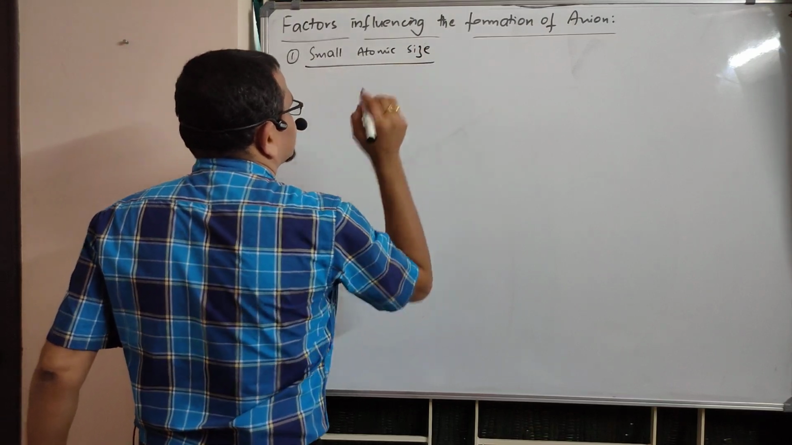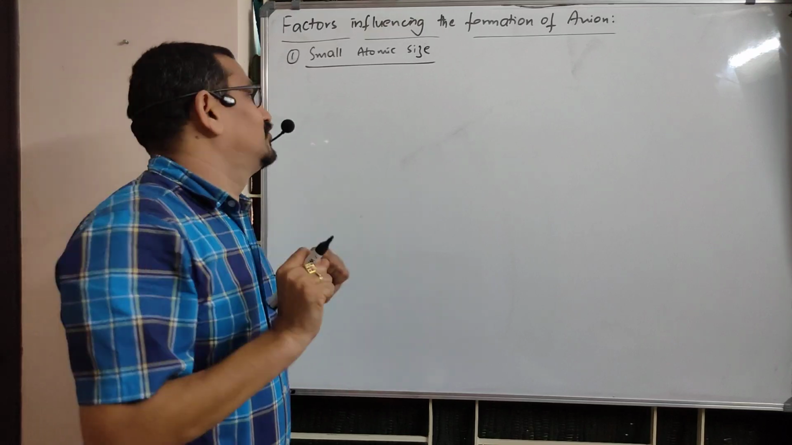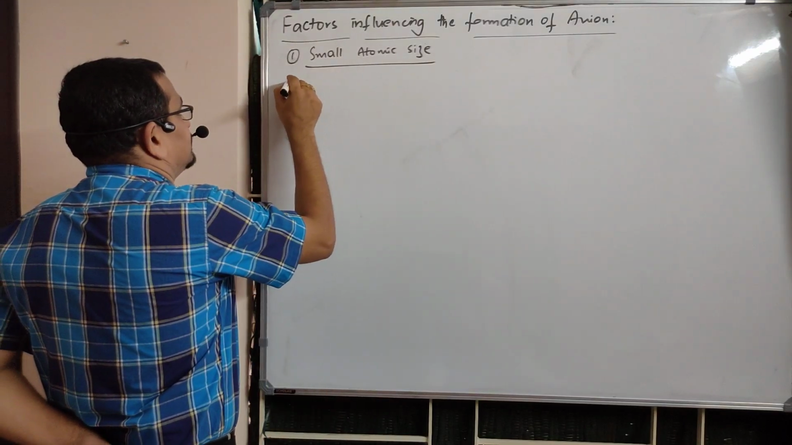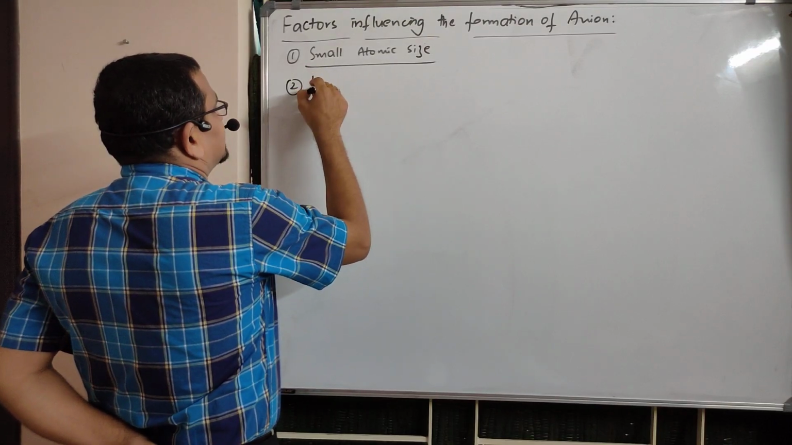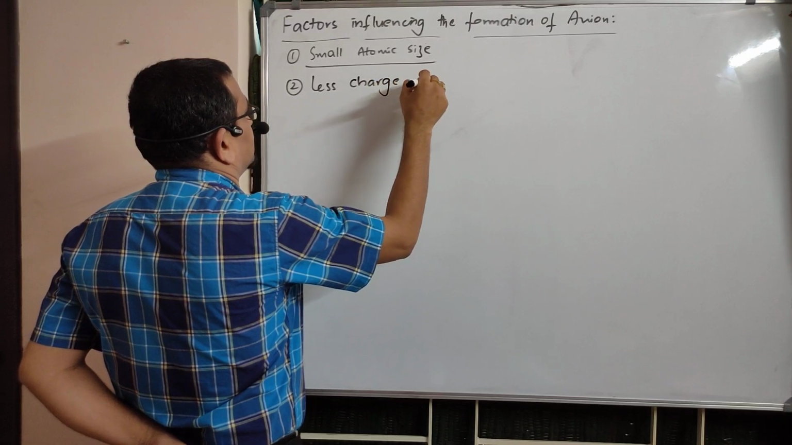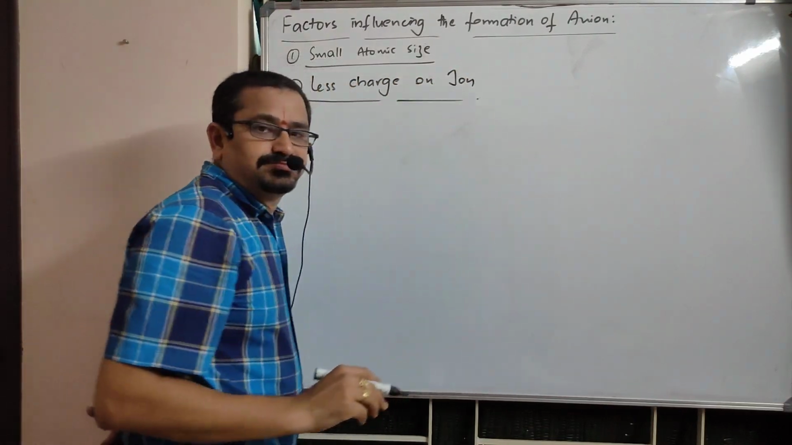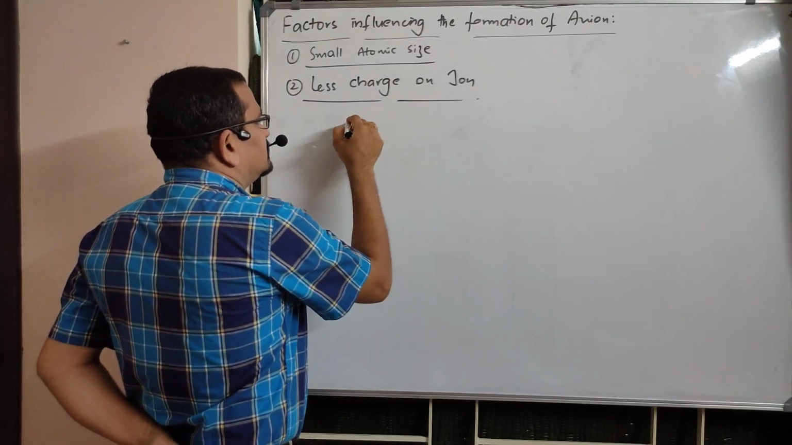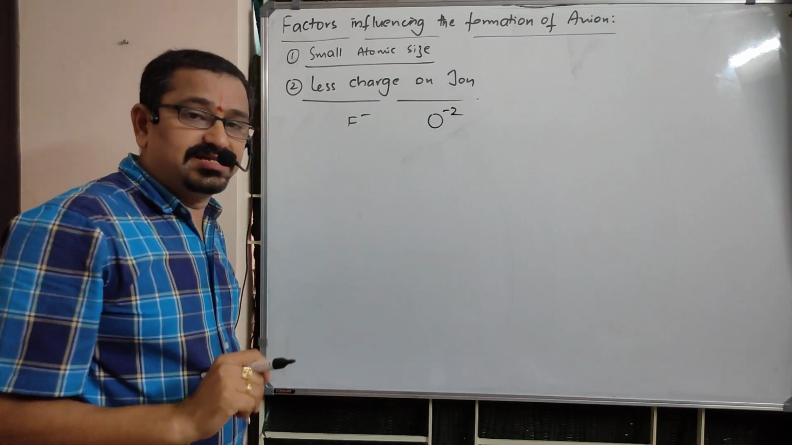Small atomic size. The smaller the size, the easier the formation of anion. Next, the second factor is less charge on the ion. Suppose you are asked to generate F minus and O minus 2.